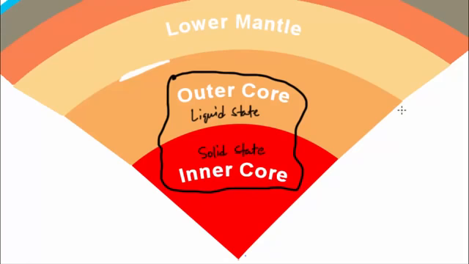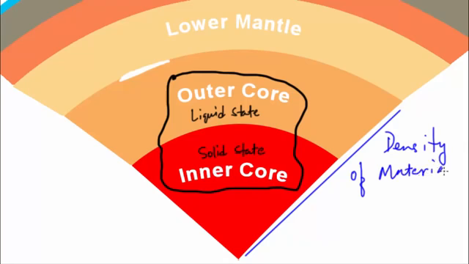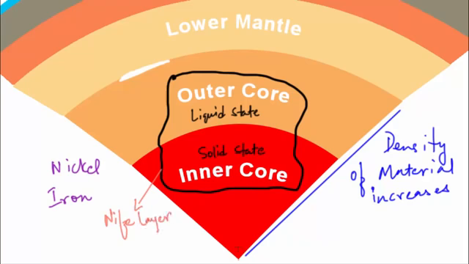So the density of the material at the core is going to be the highest, and we have repeatedly read this that the density of materials increases as we go deeper inside the Earth. The core is made up of very heavy material, mostly constituted by nickel and iron. It is sometimes referred to as the NiFe layer. So Ni and Fe are abbreviations of nickel and iron. Remember this term, NiFe layer.